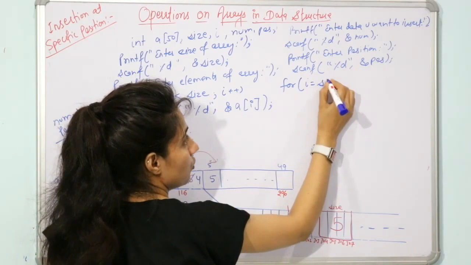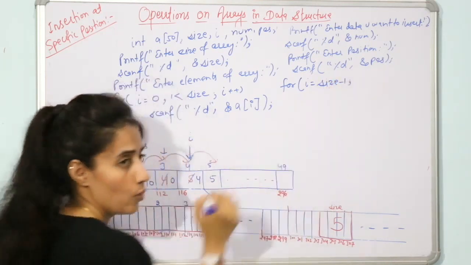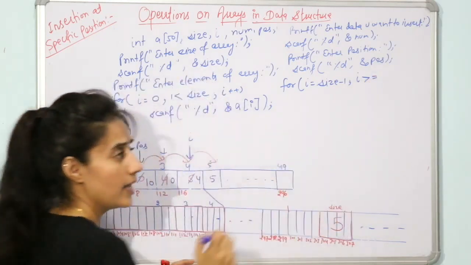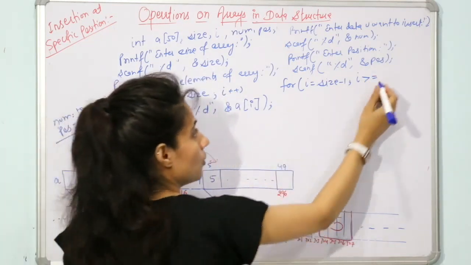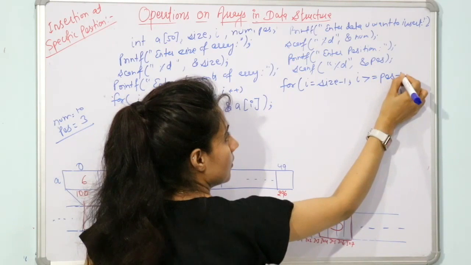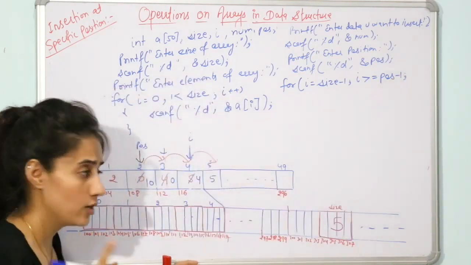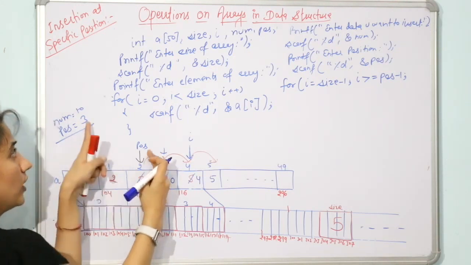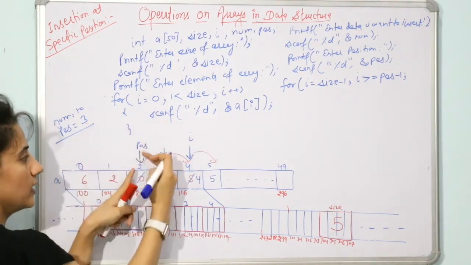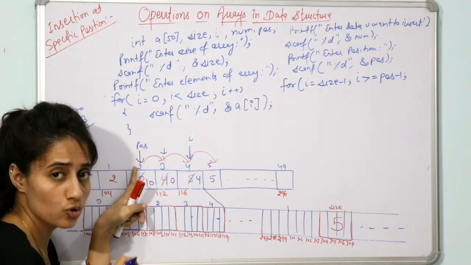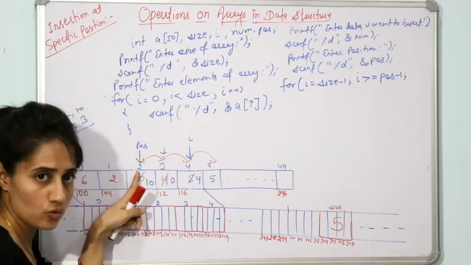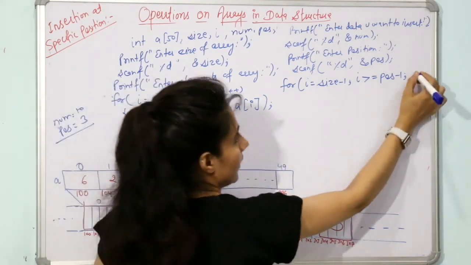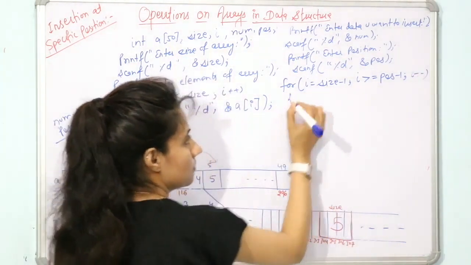So here I am starting from size minus 1, and I should be greater than or equal to position minus 1. See, I will go till the value 2 and position value is 3. So 3 minus 1, that is till 2. So I should be greater than or equal to 2. From here to here you are going to swap, and here you will write I minus minus.